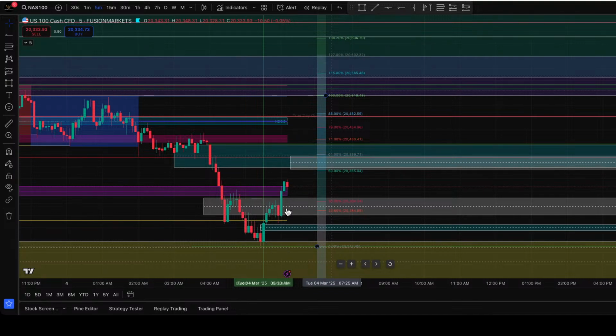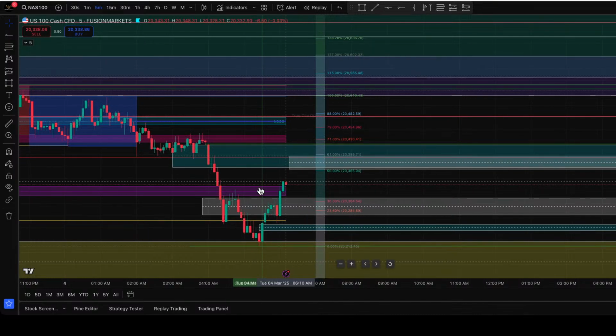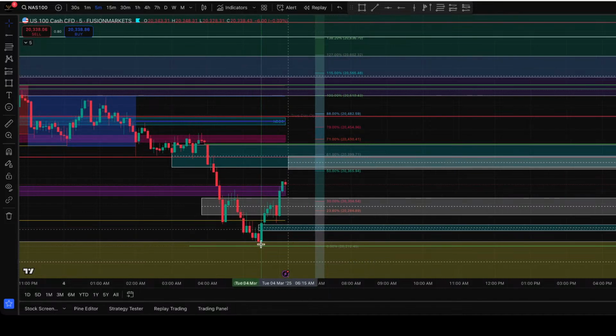I'd rather it run the lows first, because then I know all the levels to the upside. I'm hoping it bounces off this purple zone, sweeps out the low, bounces off this 5M fair value gap, and then we drive up right into this zone here, and then potentially up to the midpoint. Get the open in about 16 minutes. Just going to wait it out.